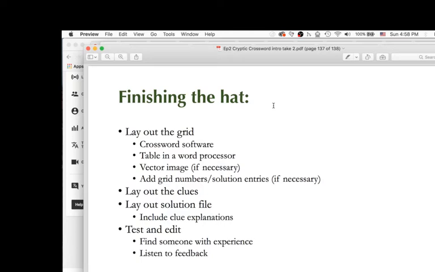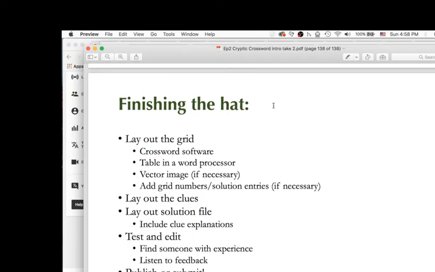Or they may go, okay, I still don't think that works. And at that point, you should say, okay, I should trust that they're having trouble with this clue, that it doesn't really work. I should rewrite it. And then, of course, publish or submit.